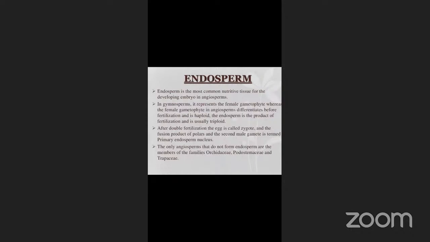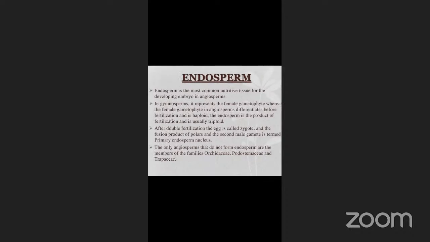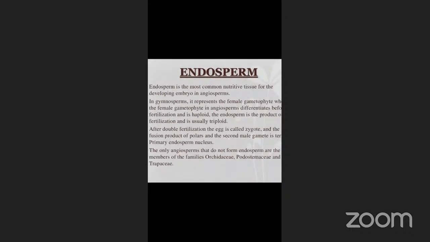But in gymnosperms, the endosperm is developed directly from the female gametophyte, before fertilization. Hence it remains in the haploid condition in gymnosperms only.